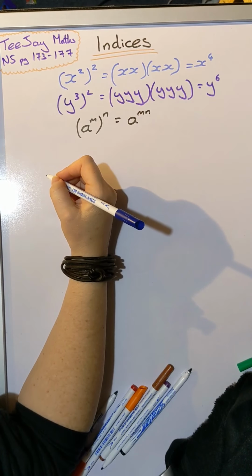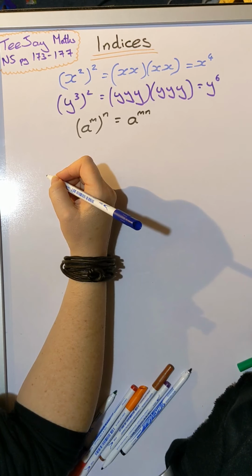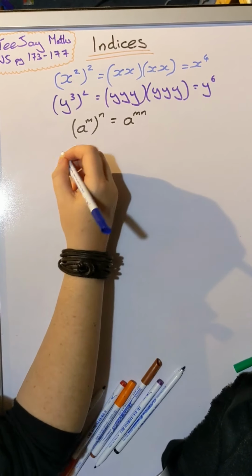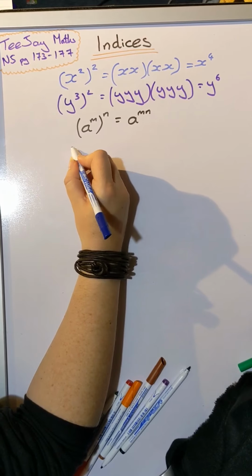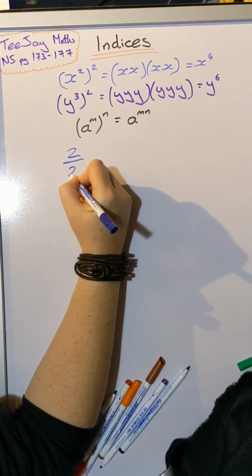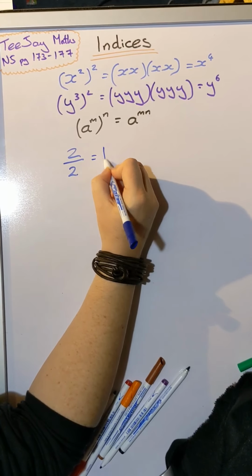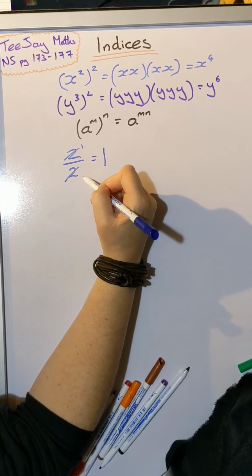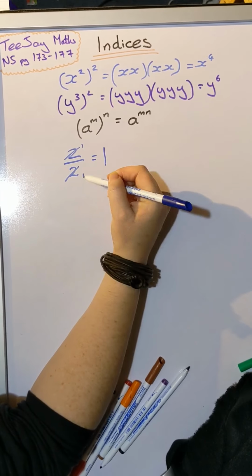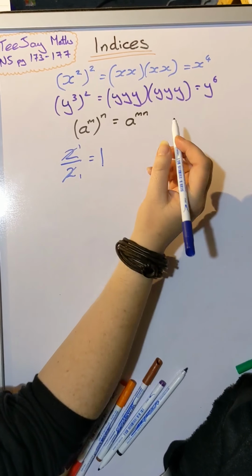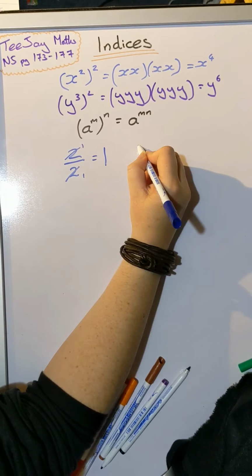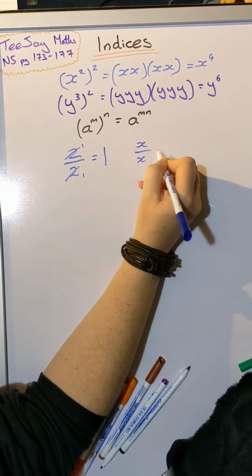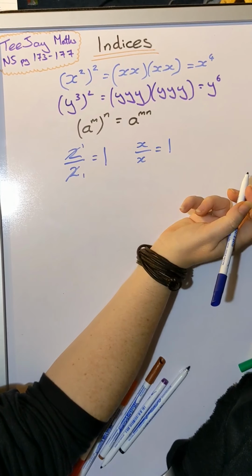That leads us on to one more. So I just want to remind you briefly that if we have a number divided by itself, what we actually have is 1. When you cancel them out, they don't cancel to 0, they cancel to 1. 1 over 1 is always 1. The same happens when you have a letter. So if we have x over x, we have 1.